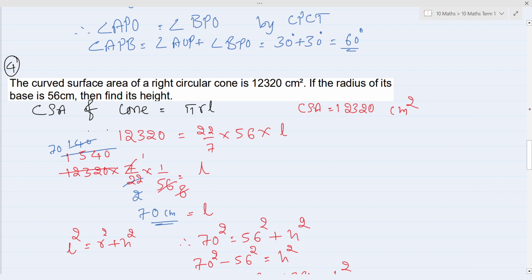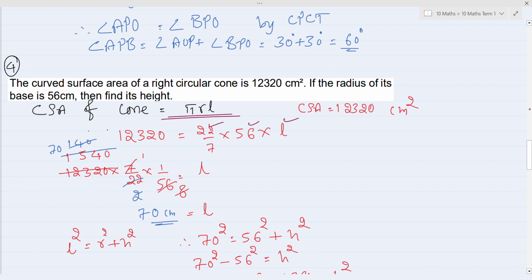The curved surface area of the cone is 12,320, and the curved surface area formula is pi into r into L. So 12,320 is the curved surface area, pi into r into L. 7 8s are 56. 22 is 11 2s. I divided this table by 7: 7 ones are 7, 8 ones are 8, and 8 times 1,540 is 12,320.